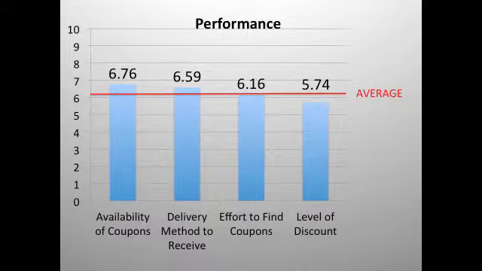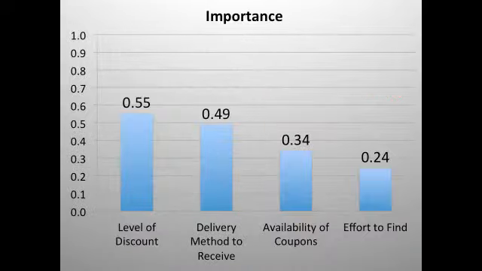Effort to find coupons, we're just a little below average, so we're still doing okay there. But there's definitely some room for improvement on level of discount, which is below average with 5.74. Okay, now we're going to go on to the importance scores of each attribute, and the highest importance score is level of discount. The lowest importance score is effort to find. So level of discount with 0.55, that's the highest importance score, so that is the highest improvement opportunity for us.